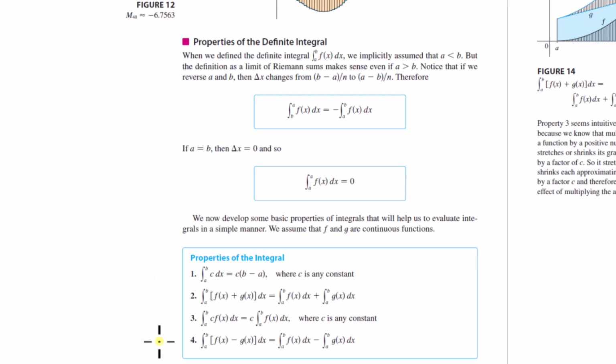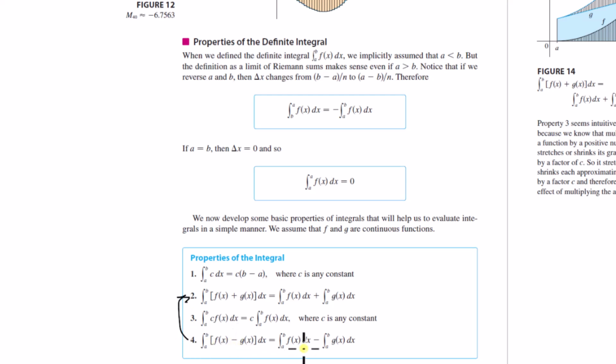Okay, now here are some more properties that will help us in evaluating integrals. If the function is a constant, f of x is equal to c, then the definite integral is just the constant times (b minus a). Here they're saying that if you have the definite integral from a to b of f of x plus g of x dx, then you can separate those out into two separate definite integrals. Here, if you have a constant times a function, you can just bring the constant out front of the integral. And these two are exactly the same, but this one is with a minus.